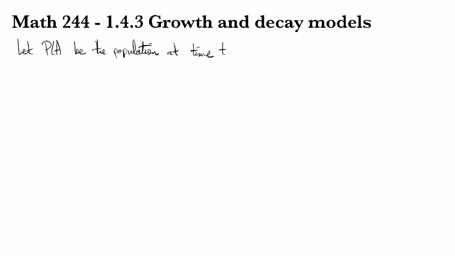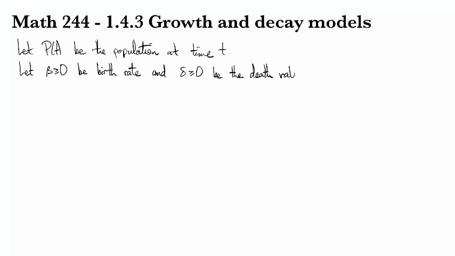at time t, and then we're going to let beta be the birth rate, and delta be the death rate. Both of these are given in terms of number of organisms per time period, per year or per hour, depending on the species that we're looking at, something like that.